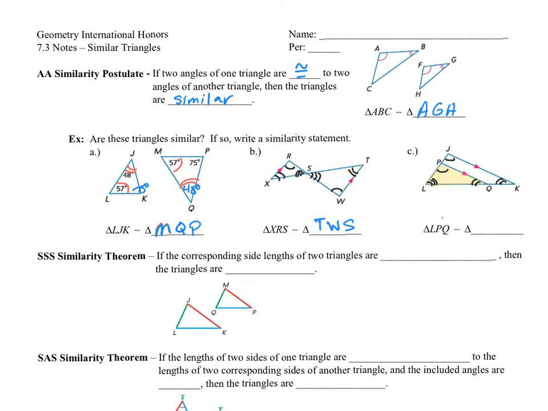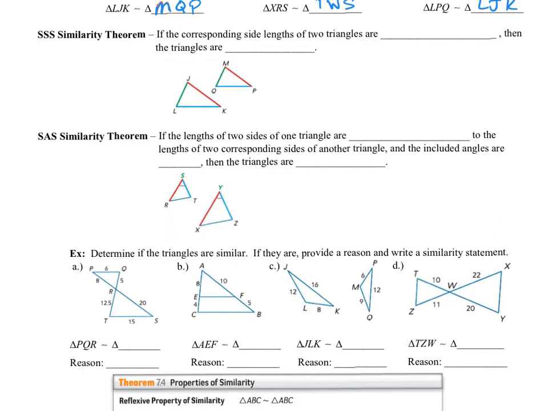So we're going to say that triangle LPQ, the yellow triangle, is similar to the big triangle underneath it, and that would be triangle LJK.